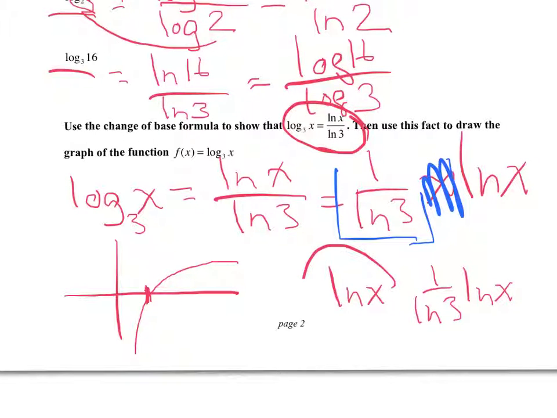Graph both of those on your graphing calculator and see how they compare, so you can understand why this 1 over the natural log of 3 does what it does to the graph of the natural log of x, and then it will make a little bit more sense that way.